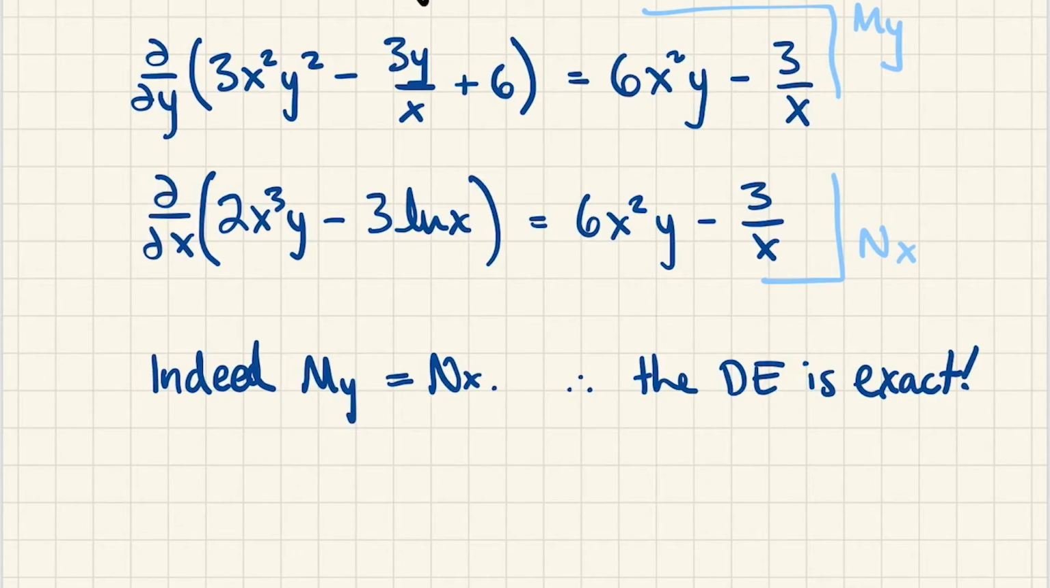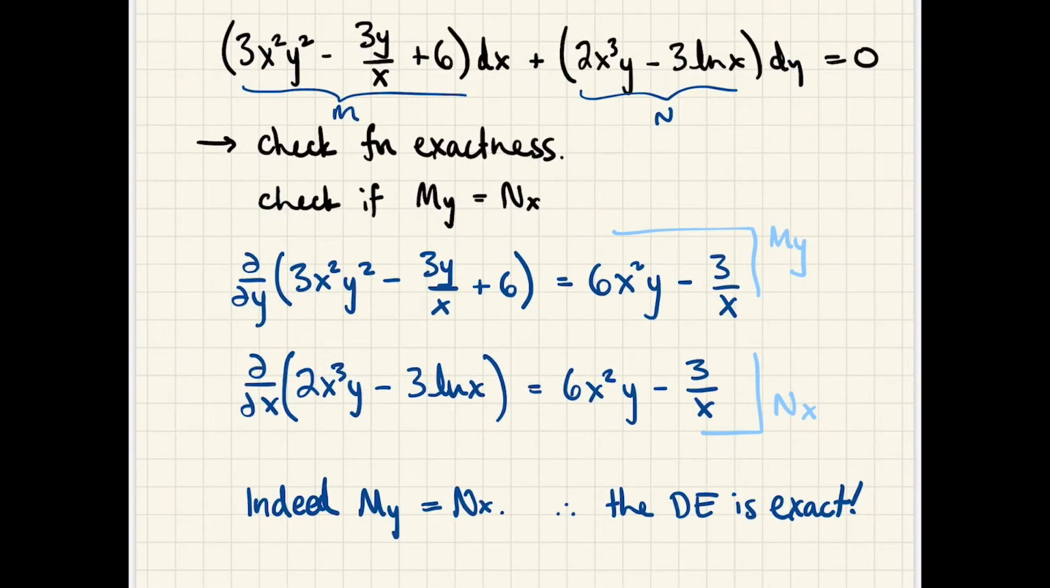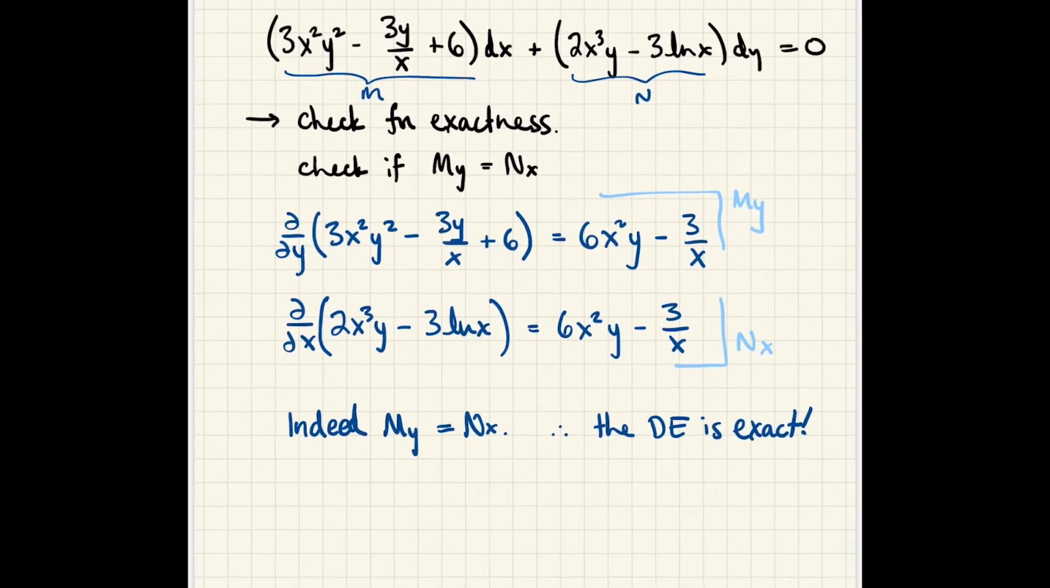Hooray! What this means is that the mixed partials of some particular unknown f are equal to each other. So that unknown f actually exists. And we're going to find it by integrating either m with respect to x or n with respect to y. And this time I say we go n with respect to y. It's only got 2 terms. The other one's got 3.